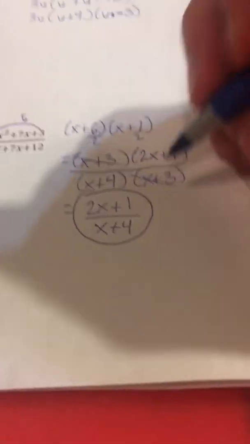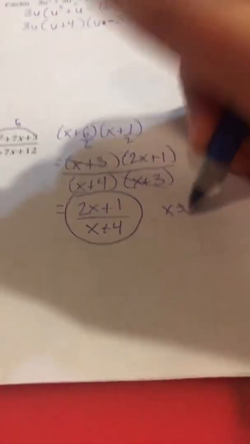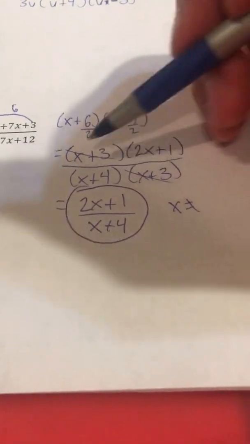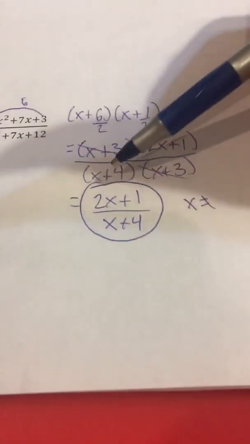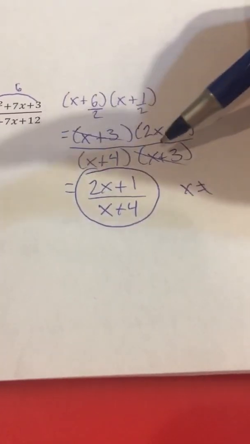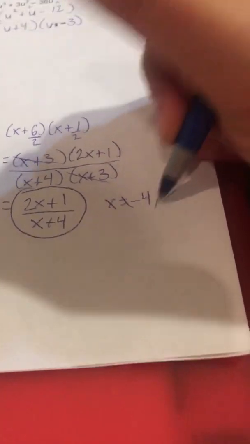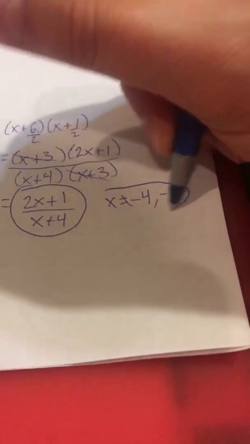Don't look at your answer. Don't look at the problem. Look at your work. x cannot equal, if you look on the bottom, two numbers that would give me 0 on the bottom. Negative 4 plus 4 would give me 0. Negative 3 plus 3 would give me 0. So x cannot equal negative 4 or negative 3.